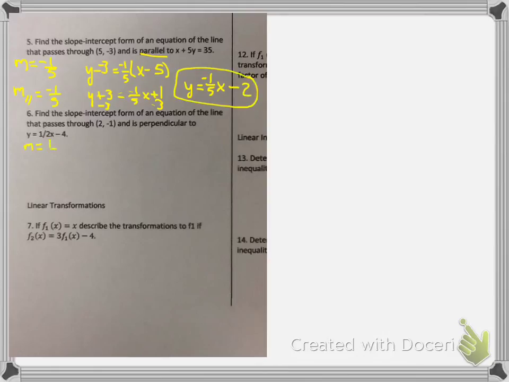Alright, so the next one, I need to find the slope-intercept form of the equation of the line that passes through 2, negative 1, and is perpendicular to 1/2 x minus 4. The perpendicular slope to 1/2 would be negative 2. Plug in the numbers for the formula. Y with y, x with x, slope in the middle. Then you would end up with negative 2x plus 4. Subtract 1, you should end up with 3.